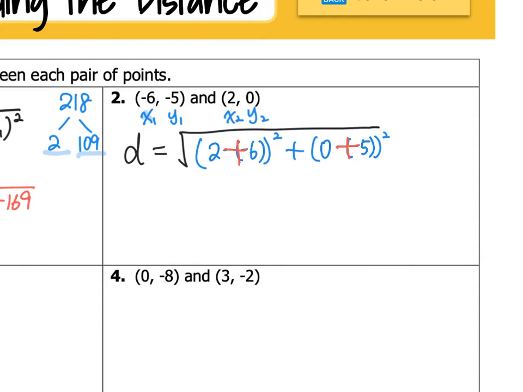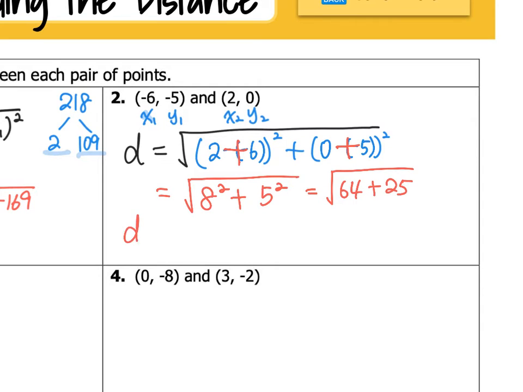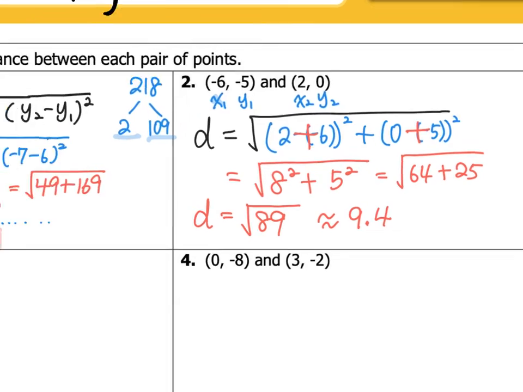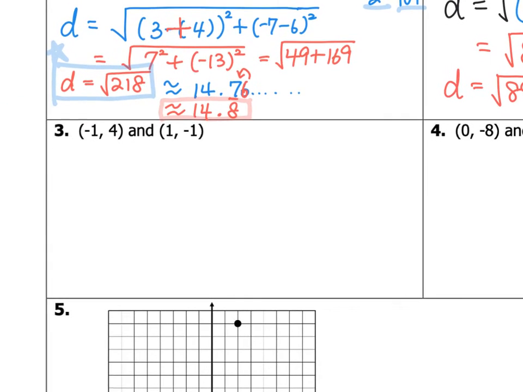The next part is the same. So put 8 squared plus 5 squared. 8 squared is 64, 5 squared is 25. So d equals the square root of 89. So if you estimate to the tenths place, it's going to be 9.4. Let's move on to number 3.